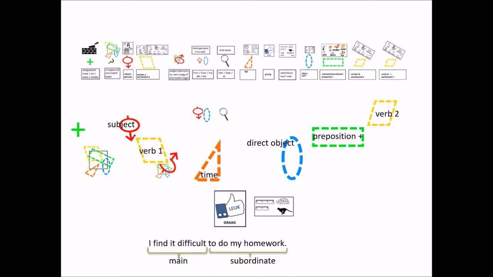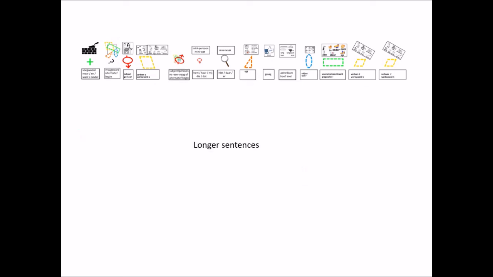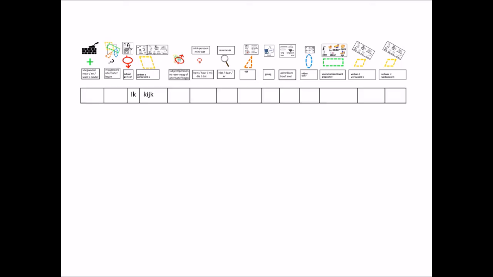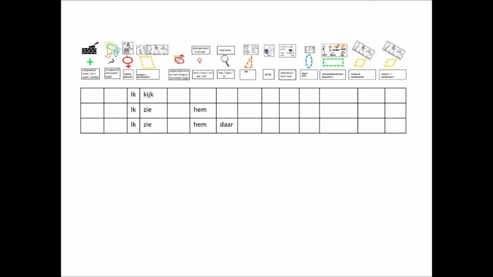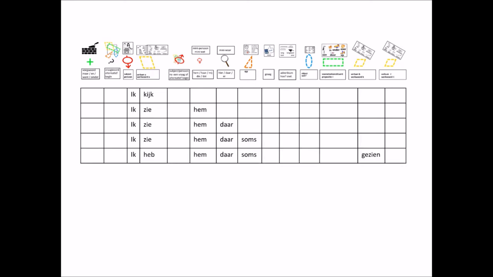I find it difficult to do my homework. Ik vind het moeilijk om mijn huiswerk te maken. We are going to make longer sentences now and we begin with only 2 words. Ik kijk. Ik zie hem. Ik zie hem daar. Ik zie hem daar soms.